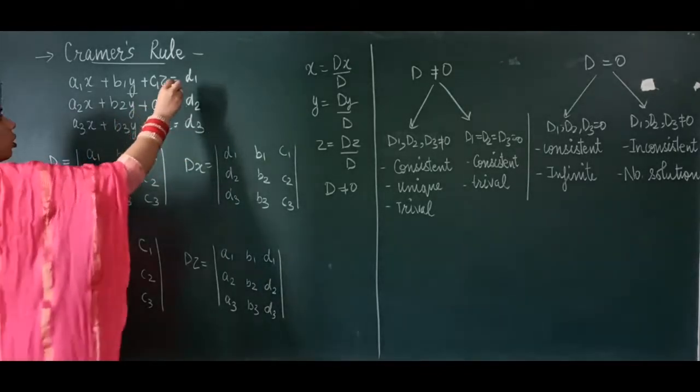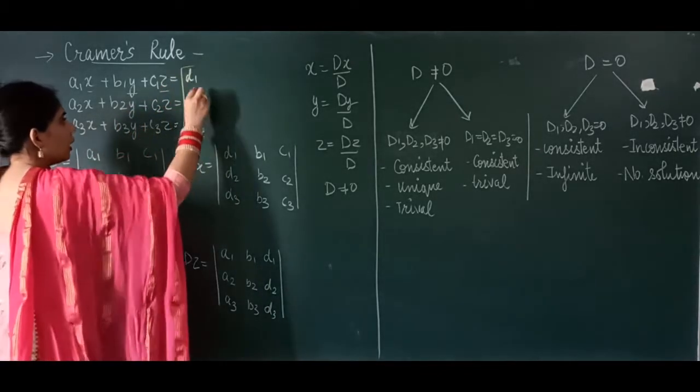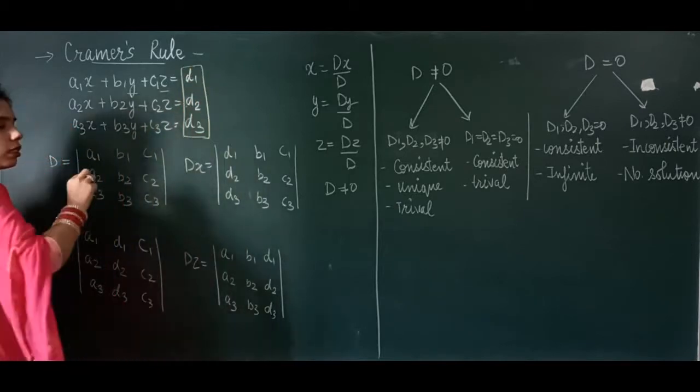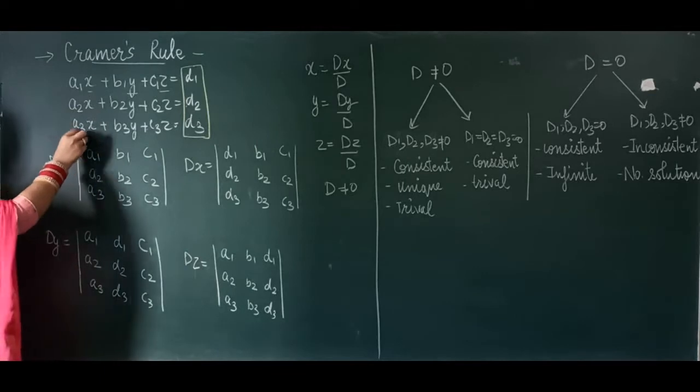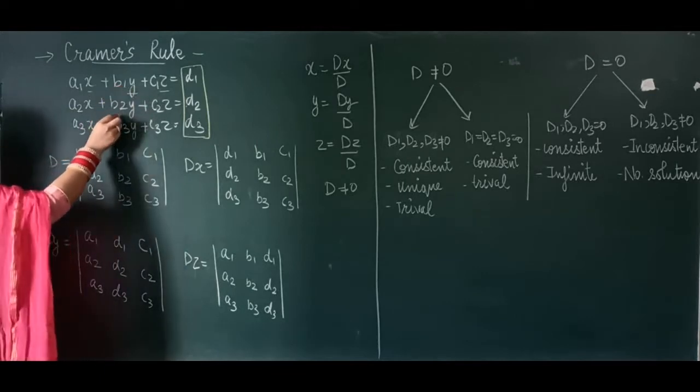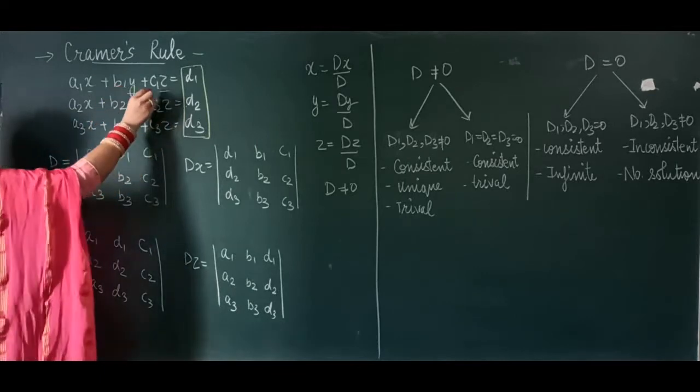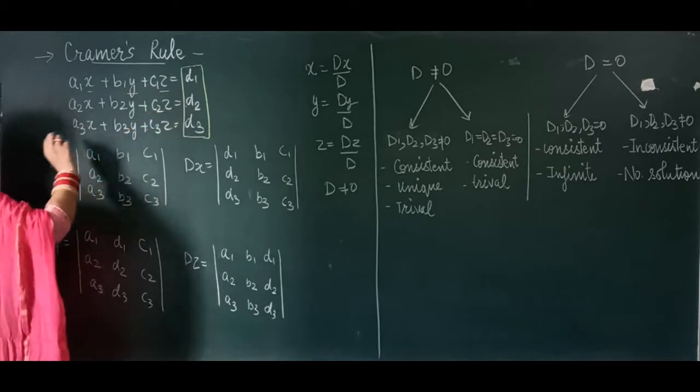So these are the constants. d1, d2, d3 are the constants. Coefficients of x are a1, a2, a3. Coefficients of y are b1, b2, b3. Coefficients of z are c1, c2, c3.